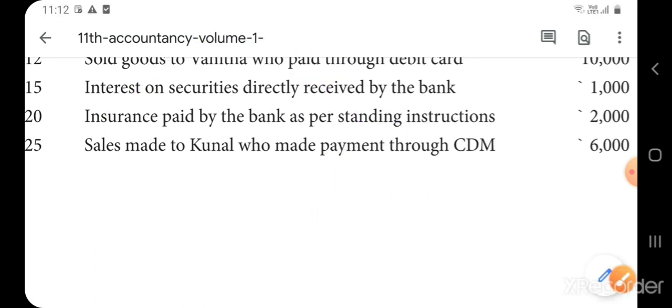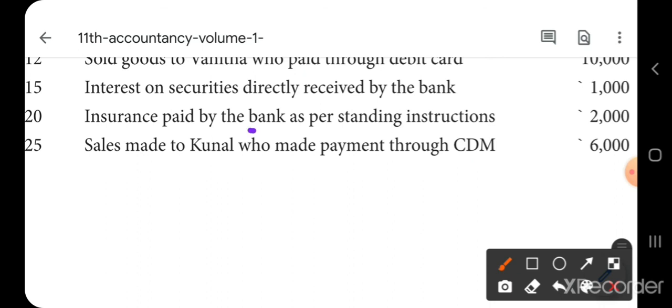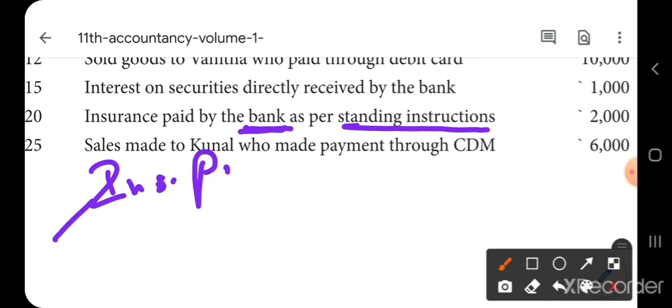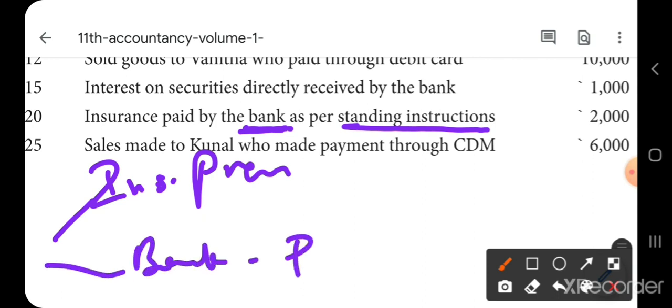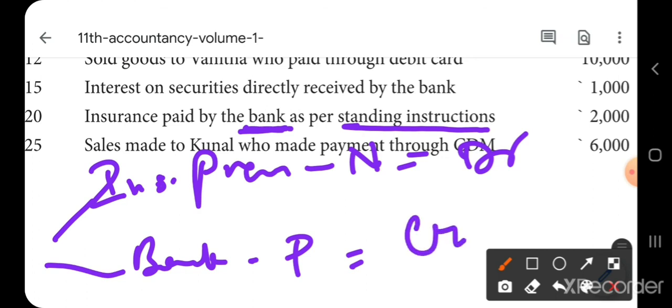Now, insurance premium paid by the bank as per the standing instruction. That means it is a bank transaction. So, insurance premium and bank. Okay. Now, bank is a personal account. Insurance premium paid. It is a nominal expense. So, you debit. Okay. Who is making the payment? The bank. Credit the giver. So, you credit the bank account. The entry will be insurance premium account debtor to bank account.